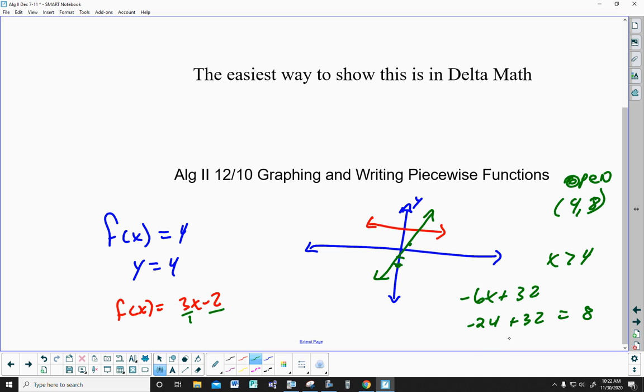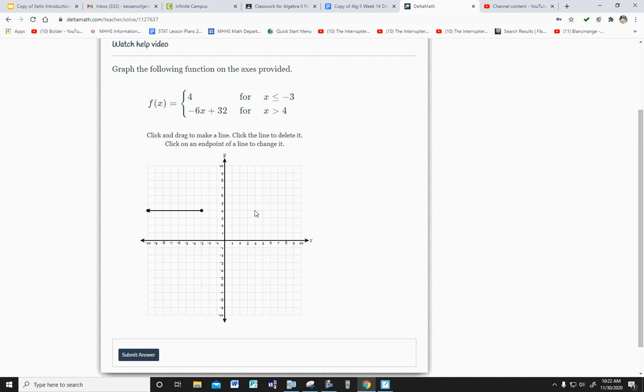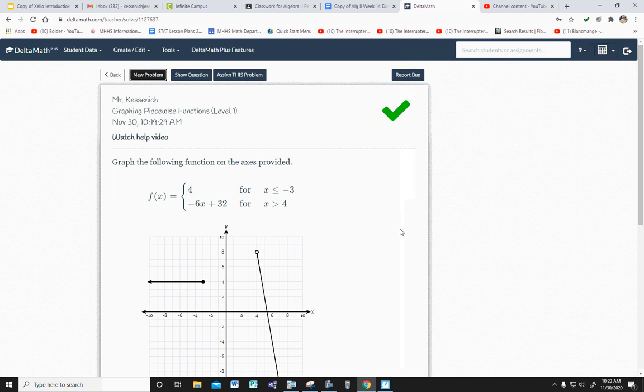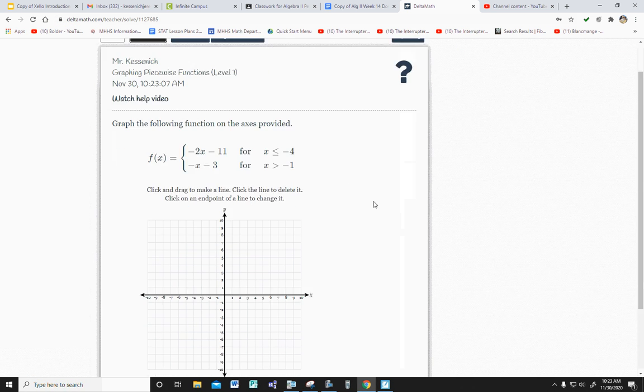So let's try 5 then. 5 would be negative 30 plus 32, which gives me 2. So I have the coordinate 5, 2. 4, 8 is drawn first, and then 5, 2. And I'm going to click there to make it the arrow, and click there to make it open, because it doesn't include it. Yes, we got it.